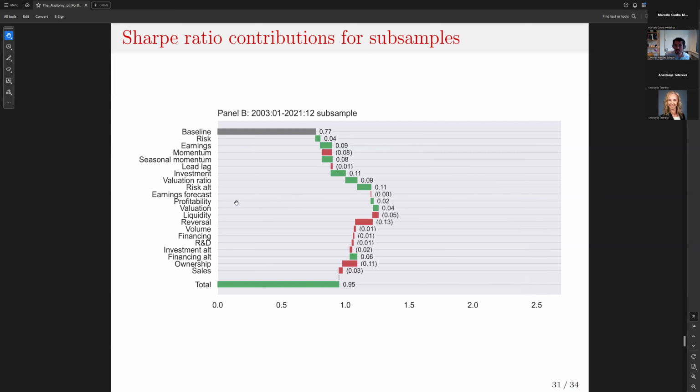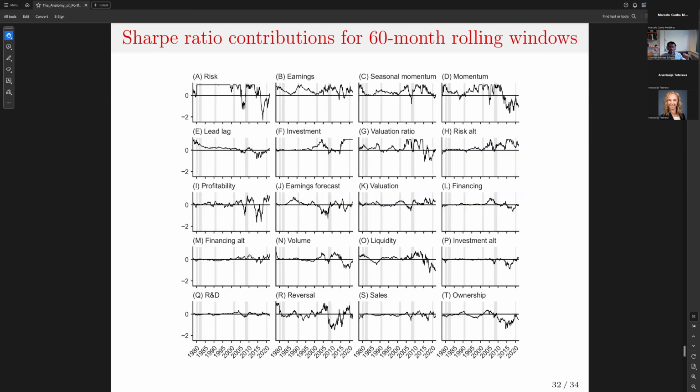When we move to the second subsample, the figure becomes more nuanced or complex, right? You still have risk and earnings having a positive effect, but for example, momentum is essentially having a negative effect, right? And this perhaps relates a little bit to momentum crash, and as we will see later how it looks across time. And then there are many more predictors, in particular reversal having a large negative effect on Sharpe ratio. Again, we do still beat the market, but by a much lower margin.